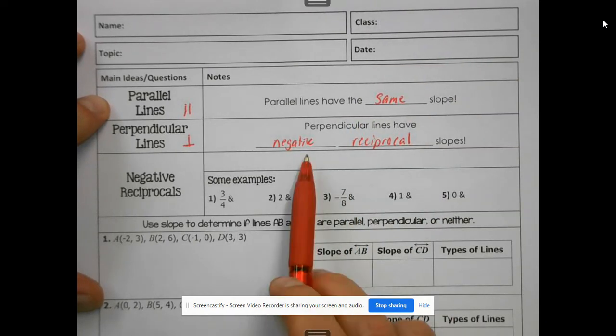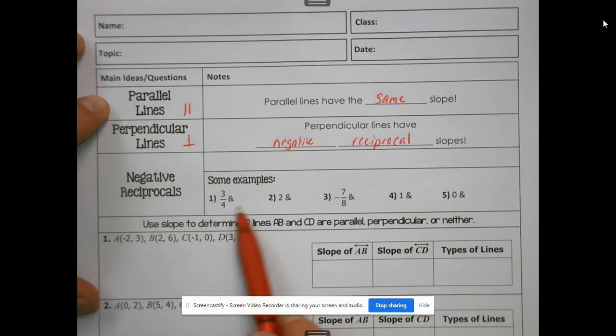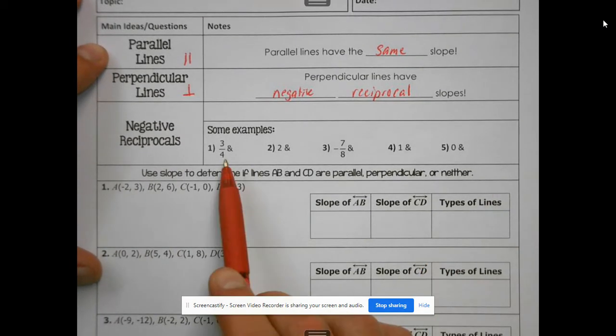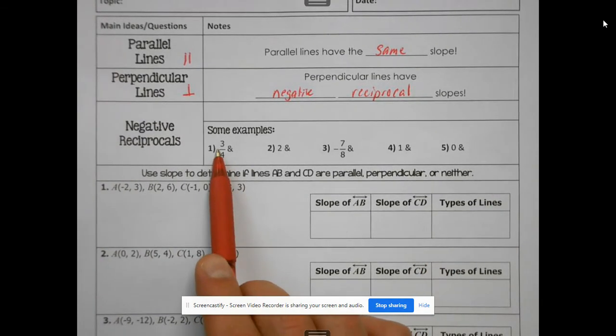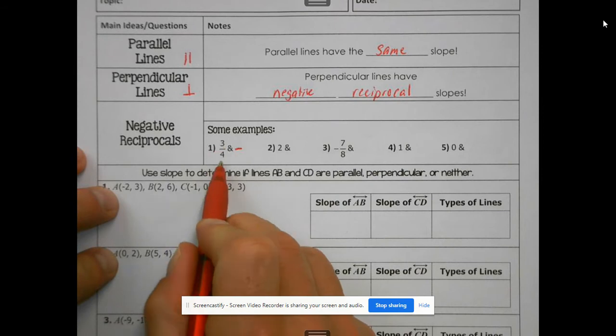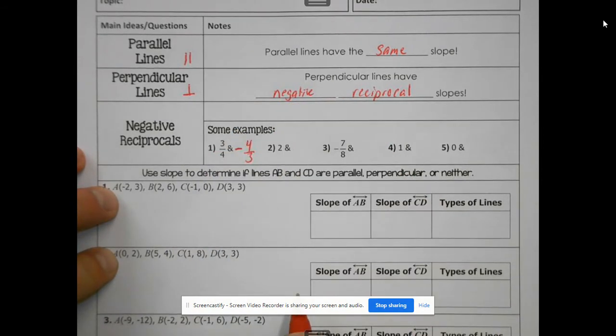Okay, and what is a negative reciprocal? Let's talk about it right here in this little section. We're going to go through 5 examples, and we'll figure out what the negative reciprocal is. Basically, all you have to do is change the sign of the number. So this positive 3/4 would turn into a negative, and you just have to flip the fraction. So the negative reciprocal for positive 3/4 is negative 4/3.